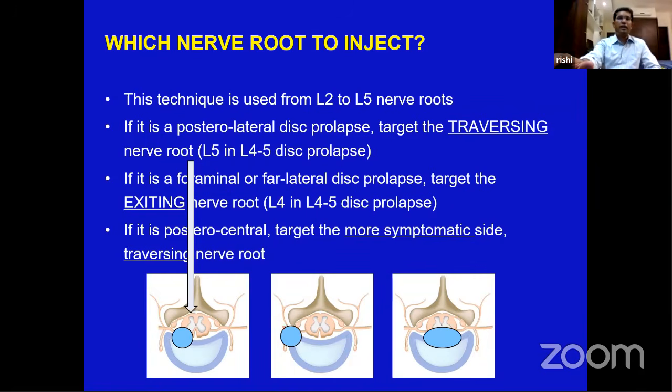Whereas if it is a foraminal or a far lateral disc herniation, as we see in this picture, then typically the exiting nerve root is the one which is going to get compressed. So we have to target the exiting nerve root. In a situation of an L4-5 disc herniation in the foraminal or extraforaminal region, try to block the L4 nerve root. In rare situations, you have a posterocentral herniation, but the patient will have typically more symptoms on one side. In such a situation, target the more symptomatic side, again the traversing nerve root.